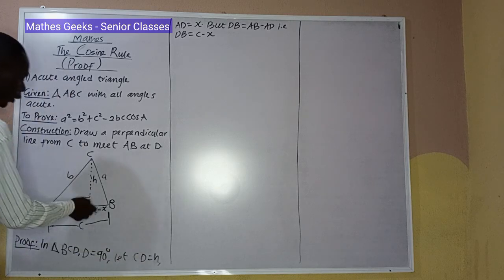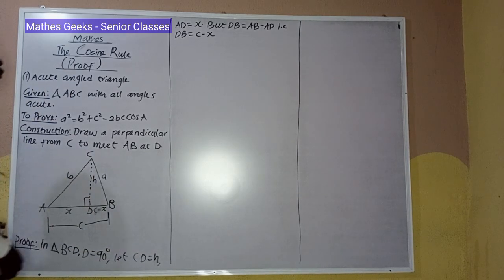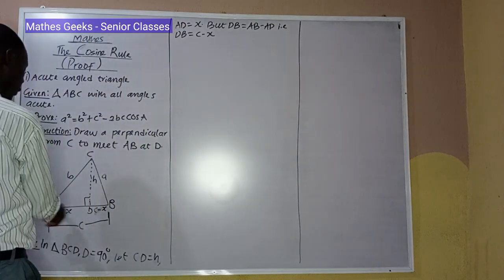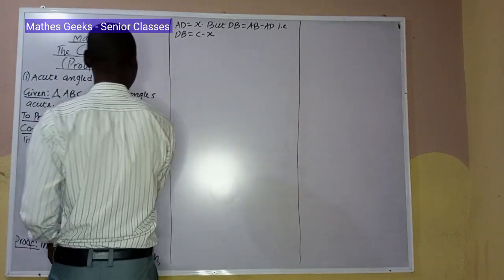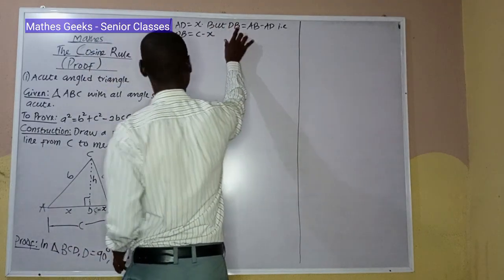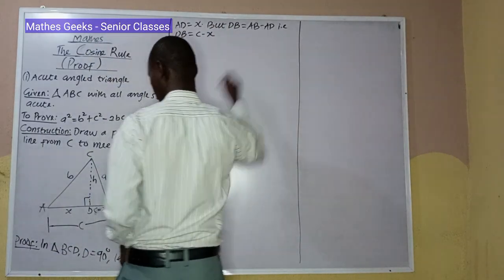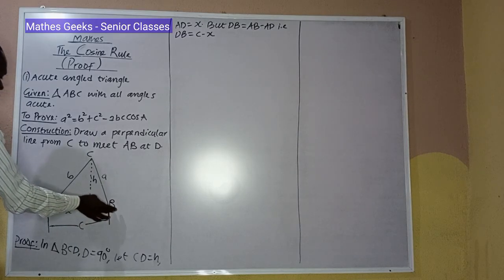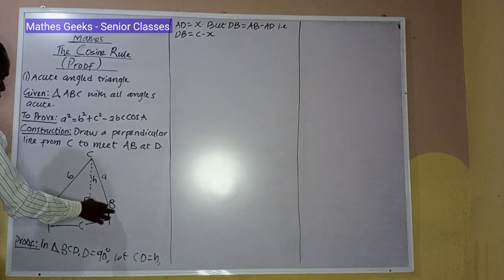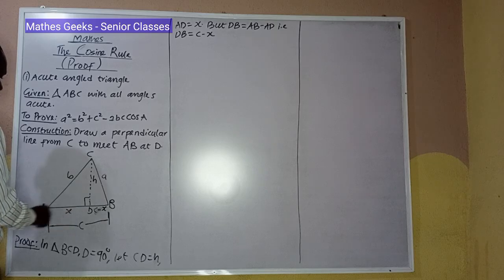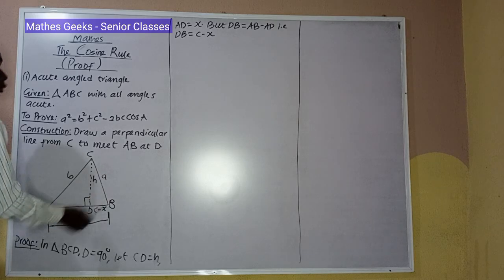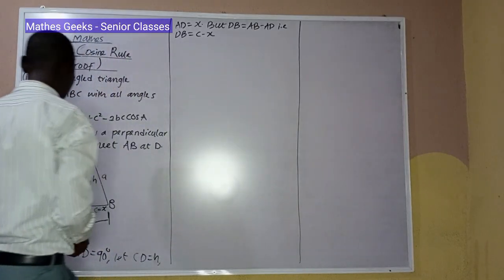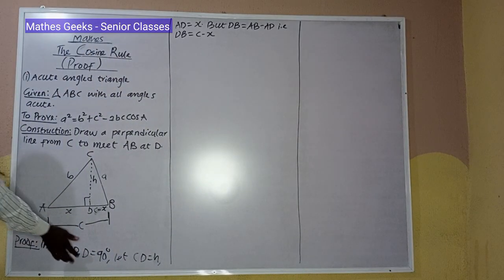Let CD be h, which is the height of the triangle. AD is equal to x. So A to D, let it be x. But DB is equal to AB minus AD. So DB, which is this distance from here to here, is equal to AB, which is c, minus AD to get this distance. That's why DB is equal to c minus x. So now remember that we are still working with triangle BCD.